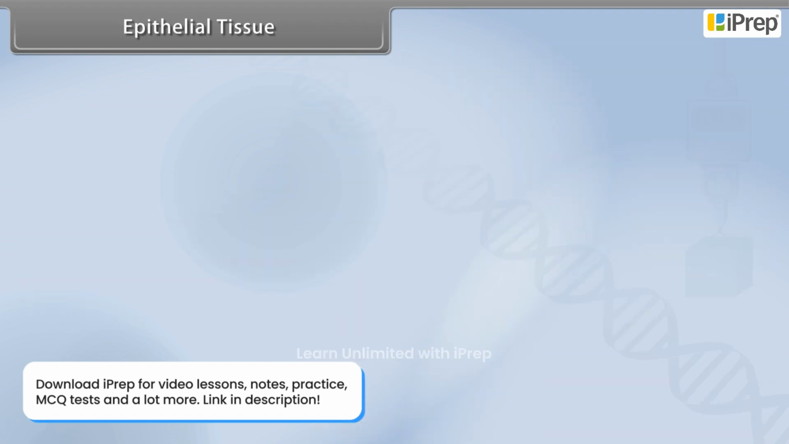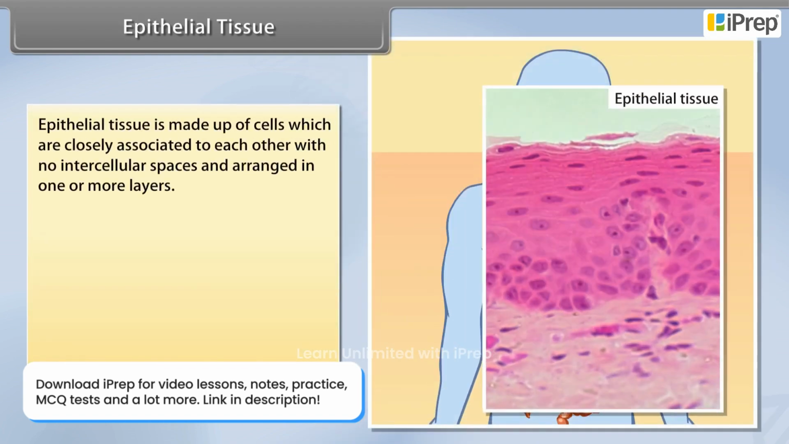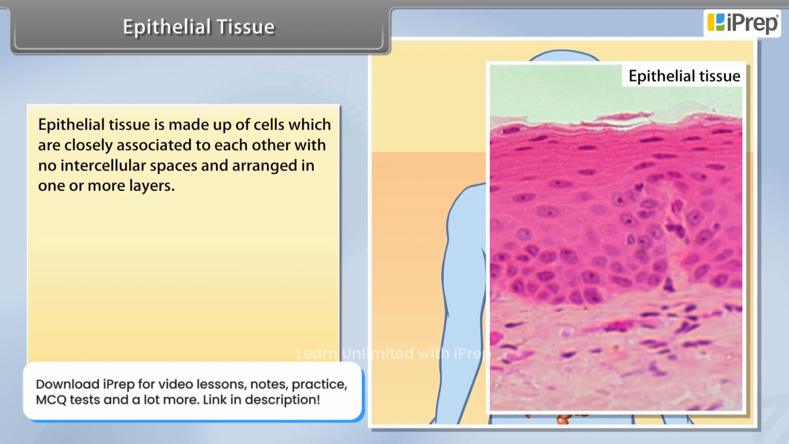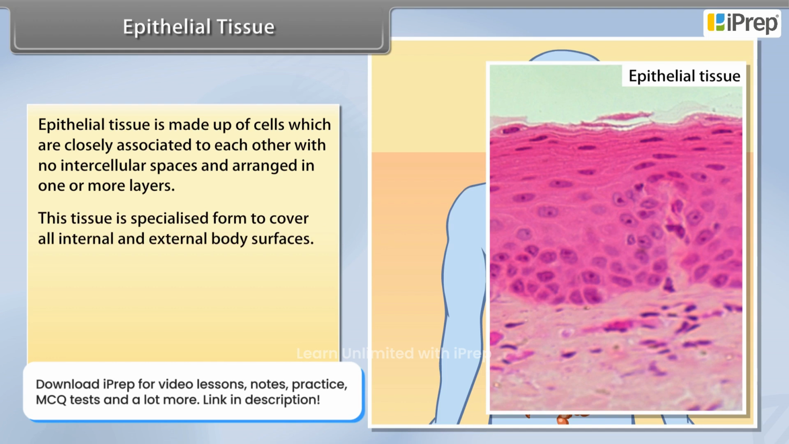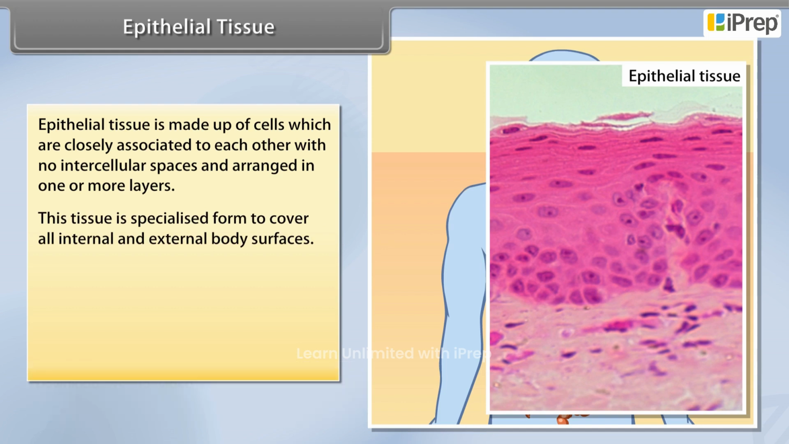Epithelial tissue. Epithelial tissue is made up of cells which are closely associated to each other with no intercellular spaces and arranged in one or more layers. This tissue is specialized to cover all internal and external body surfaces.